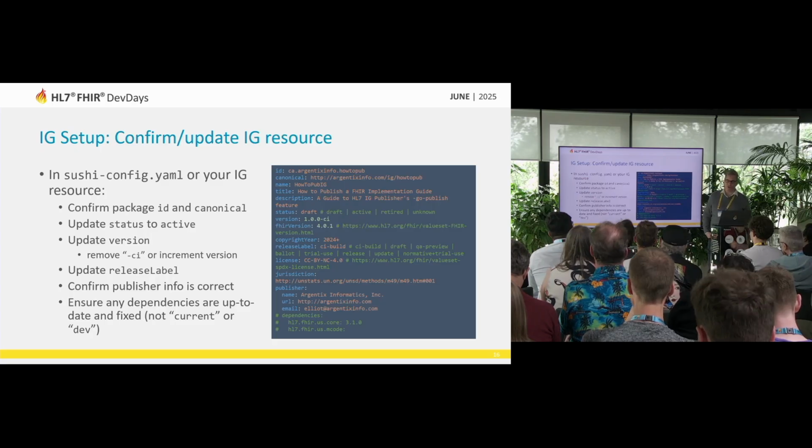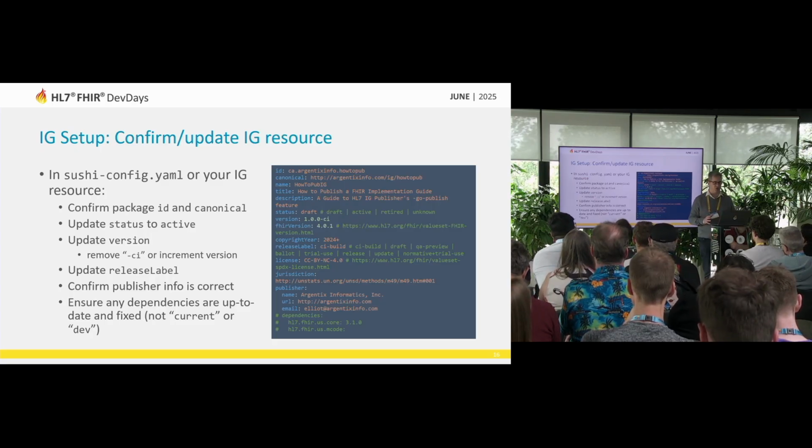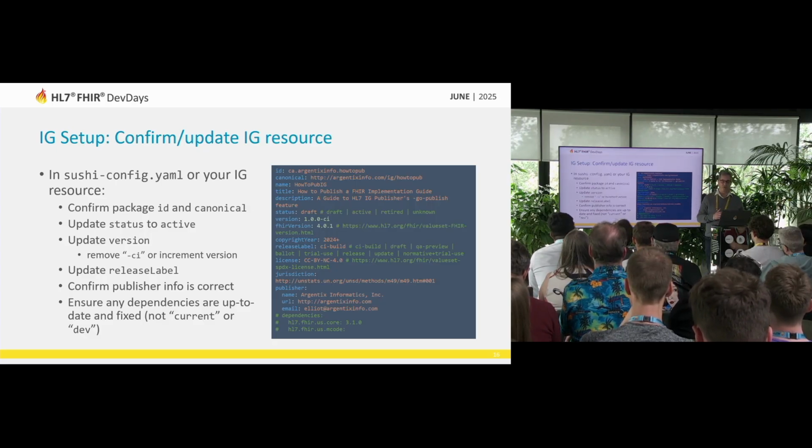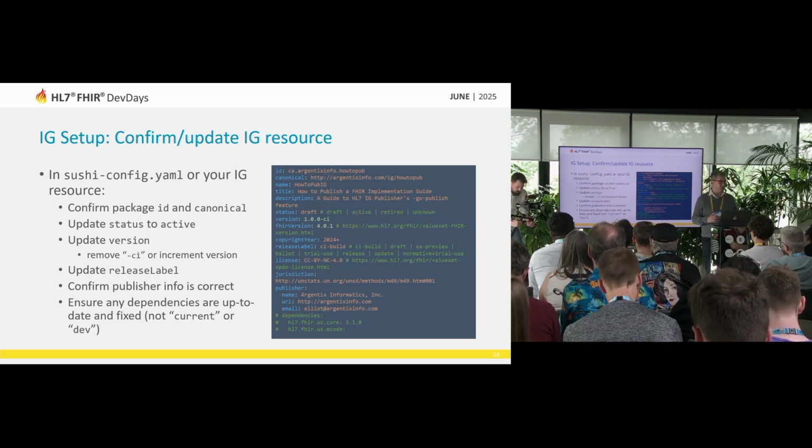Switching to your project directory, you want to make sure your implementation guide resource is all ready. If you're doing a standard SUSHI project, your IG resource is generated from the SUSHI config YAML file. So you'd edit that instead, which is what we're going to do.